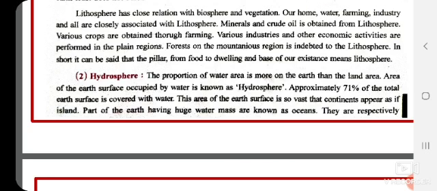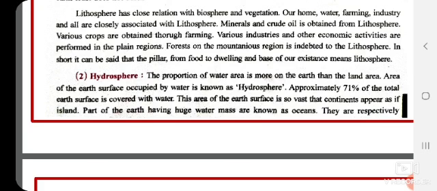Land means lithosphere. And minerals and crude oil are obtained from the lithosphere. From inside the ground you get petrol, minerals, all these things. Okay, various crops are obtained through farming. Various industries are there, and so economic activities are carried out. Yes, on the land there are various industries, farming is done, forests are there on the lithosphere.